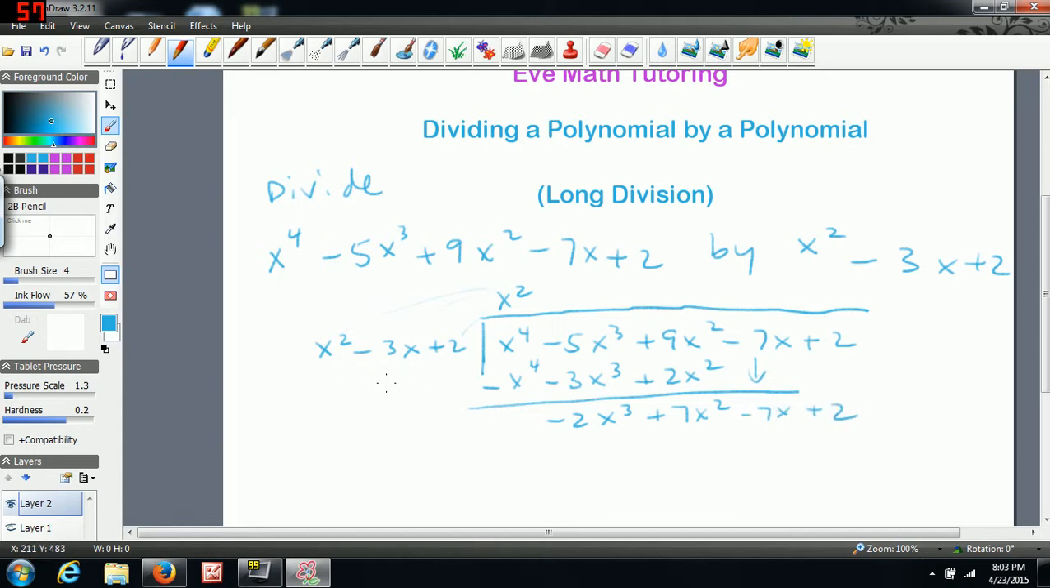So at this point, how many times does x squared go into negative 2x cubed? Well, it goes in negative 2x times. So then we take negative 2x and multiply by all 3 of these. So that becomes negative 2x cubed plus 6x squared, and then negative 2 times 2 is negative 4x. And then we subtract.